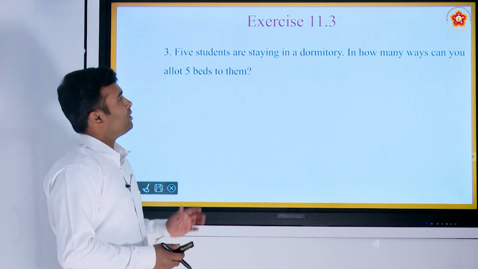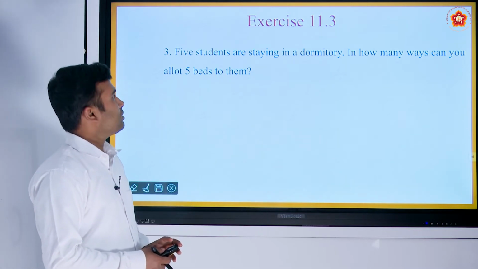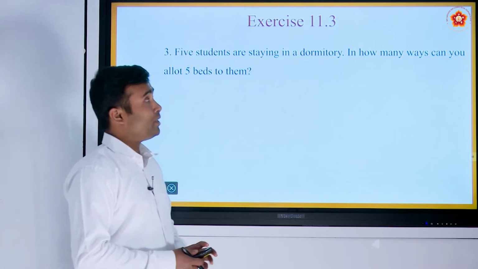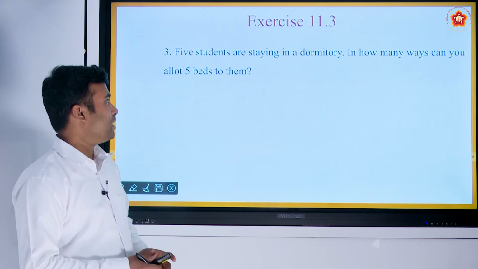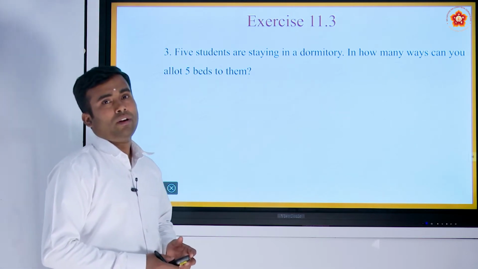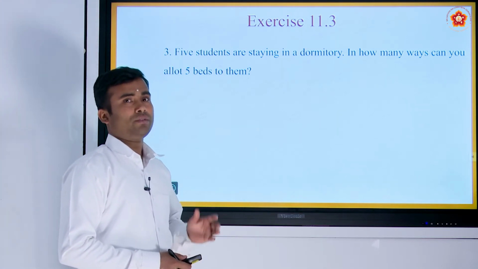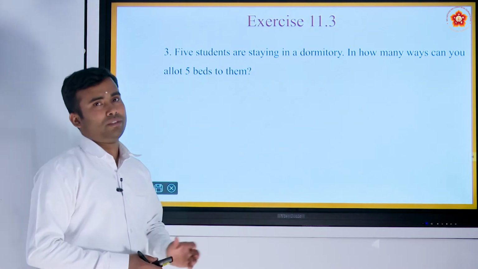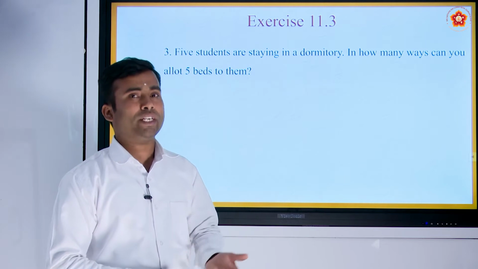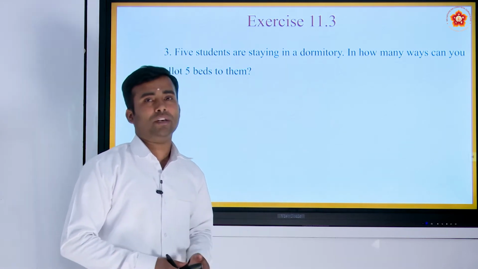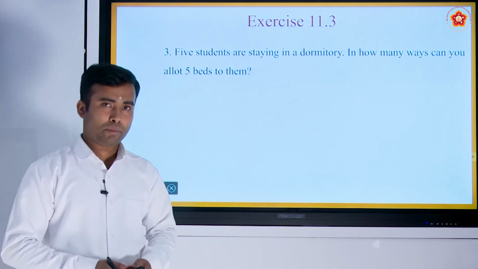Here is the problem: 5 students are staying in a dormitory. In how many ways can you allot 5 beds to them? There are 5 students and there are 5 beds. In how many ways can we accommodate 5 students in 5 different beds? This is the problem here.